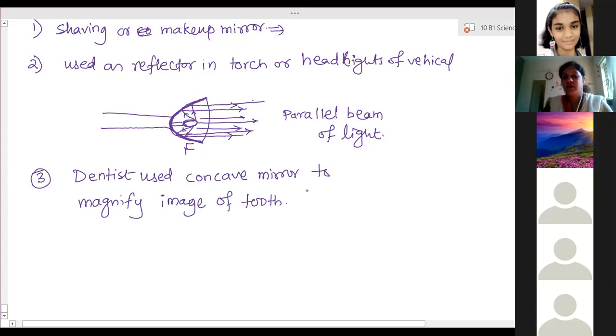Dentists use a concave mirror to magnify the image of the tooth. So inside that cavity they want to see, they have a special handheld mirror, just like a magnifying glass, but it is not a magnifying glass. It is a scoop-like, spoon-like structure.